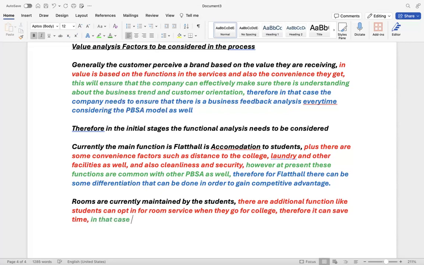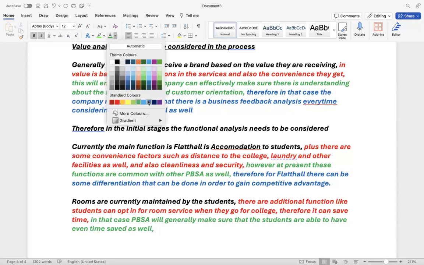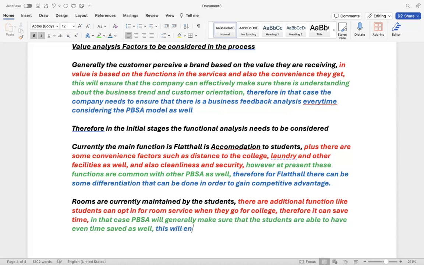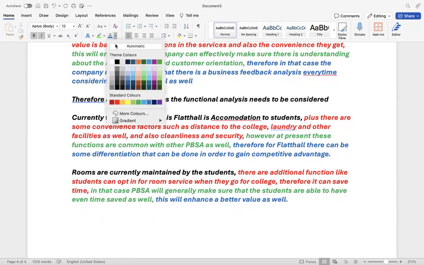In that case, PBSA will generally make sure that the students are able to have even time saved as well. So I'll just continue. This will enhance a better value as well. And the next one.